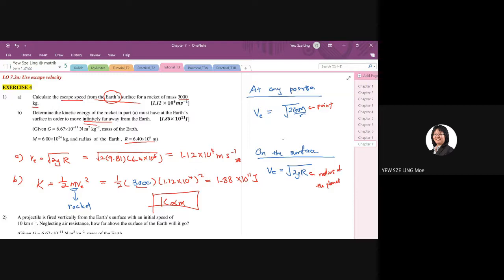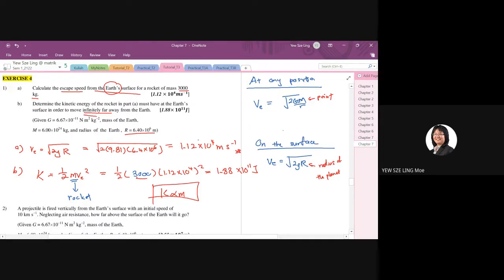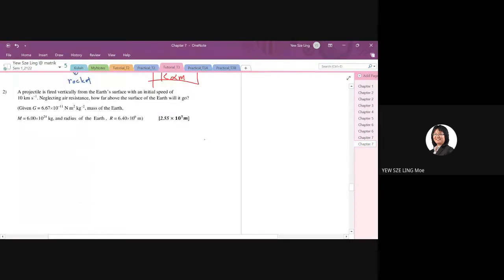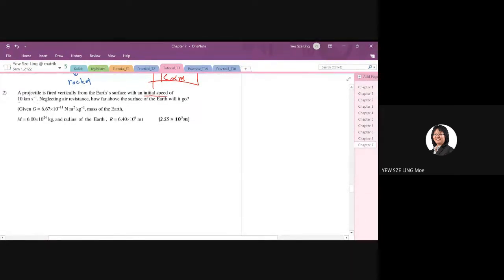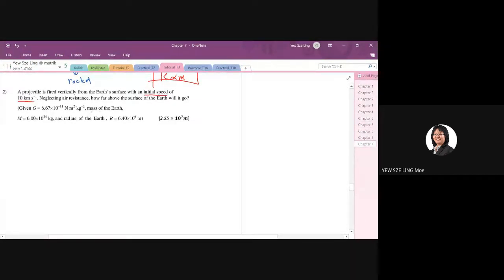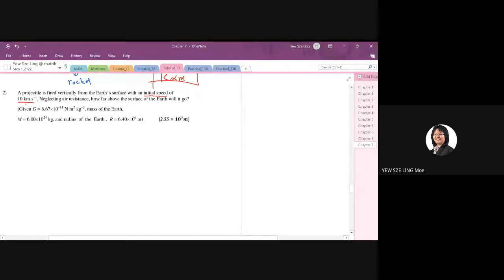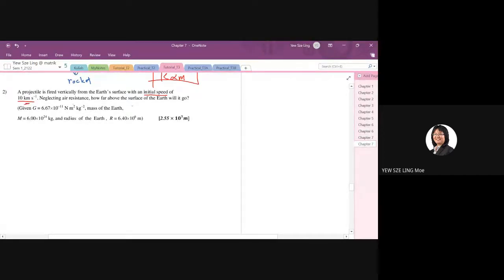All right, let's proceed to the last question. A projectile is fired vertically from the Earth's surface with an initial speed. Now you're given an initial speed of 10 km per second. Neglecting air resistance, how far above the surface of the Earth will it go?